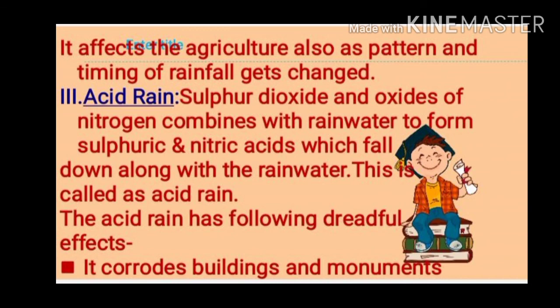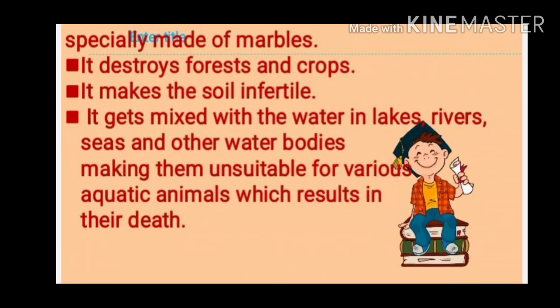Another very harmful effect of air pollution is in terms of acid rain. Sulfur dioxide and oxides of nitrogen combines with rainwater to form sulfuric and nitric acids respectively, which fall down along with the rainwater. This is called as acid rain. The acid rain has following dreadful effects. It corrodes the buildings and monuments, especially made of marbles.